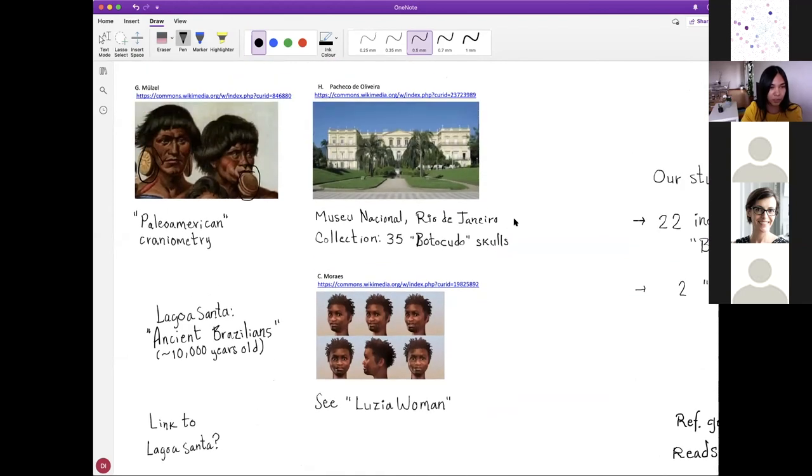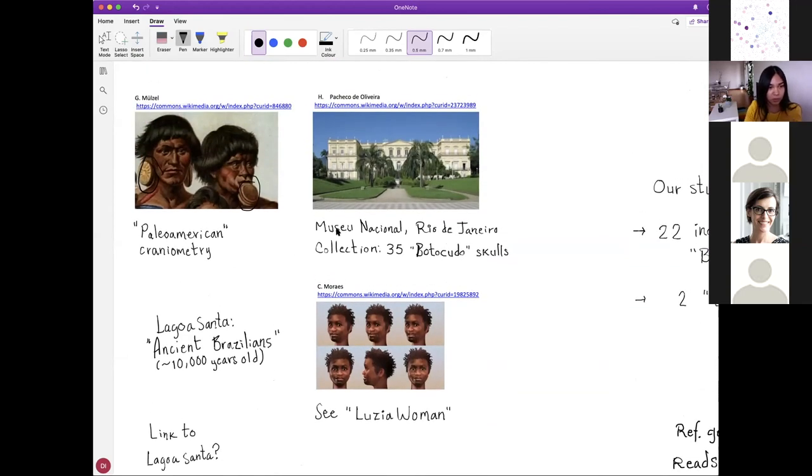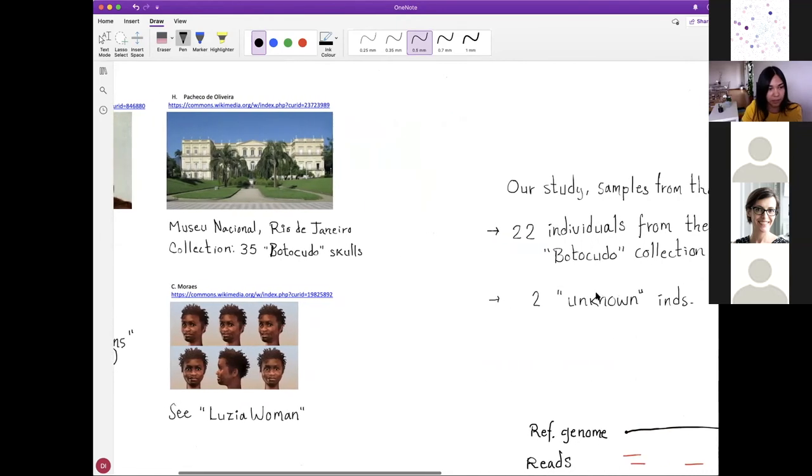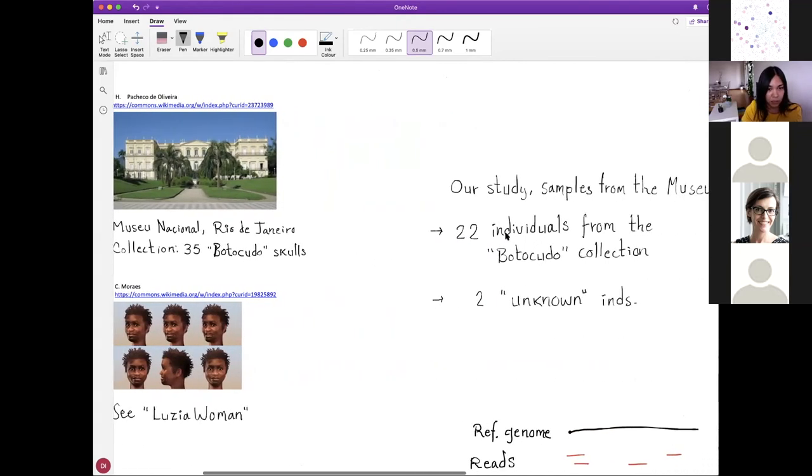So in our project, we established a collaboration with the National Museum in Rio de Janeiro. They have 35 skulls that were labeled as Botocudo, and we are analyzing 22 individuals from this collection. They also provided samples for two other individuals that don't have this label of Botocudo.